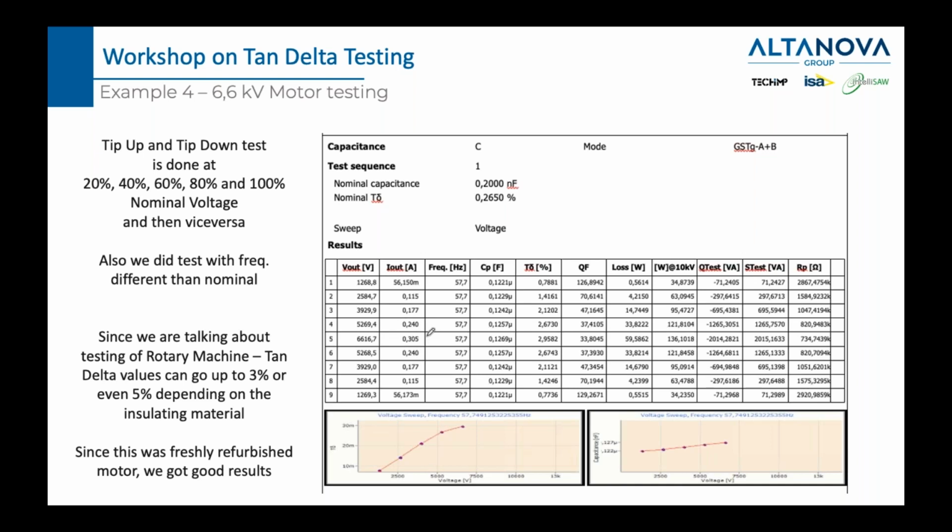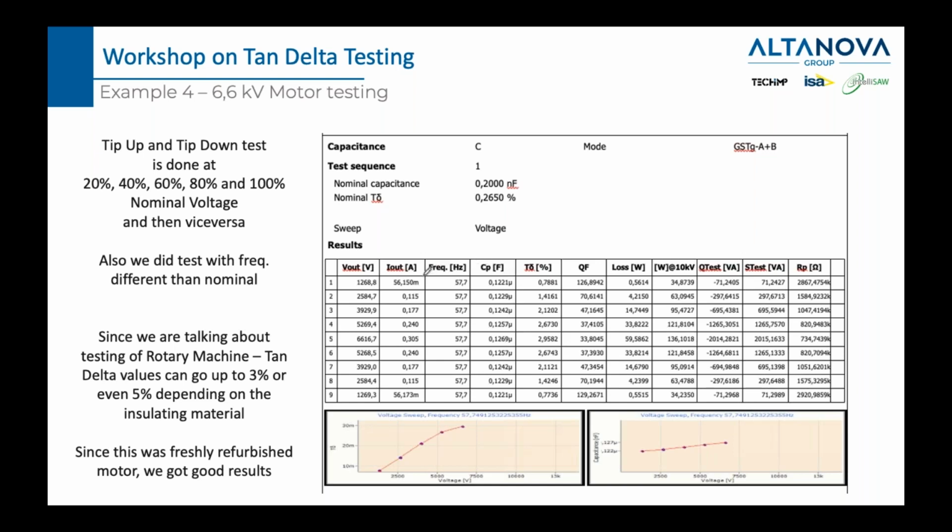That's why the frequency here is not 50, but 57.7. What you can see is that the capacitance stays the same, and it's quite big. We were measuring between 3 and 5 nanofarads before, and now I'm measuring 122 nanofarads. So between 122 and 169, this is the capacitance we measure. So there is like 4 picofarads difference.